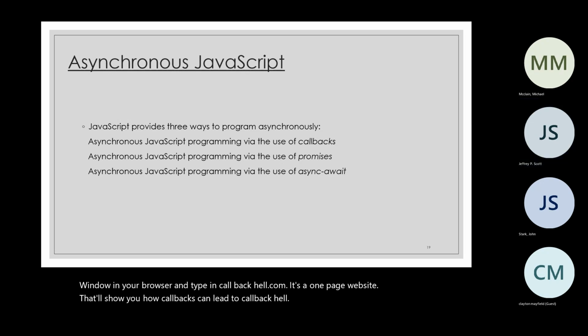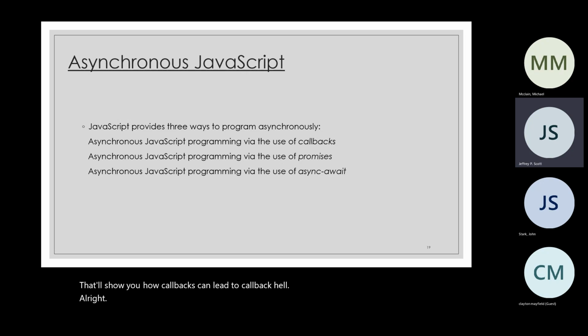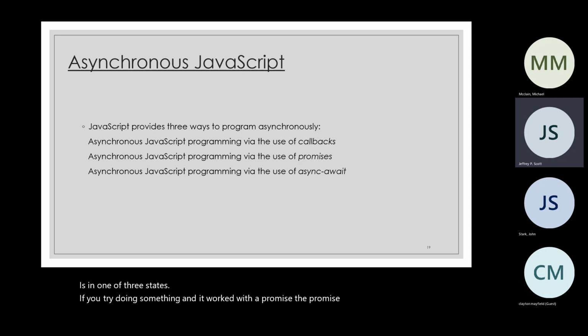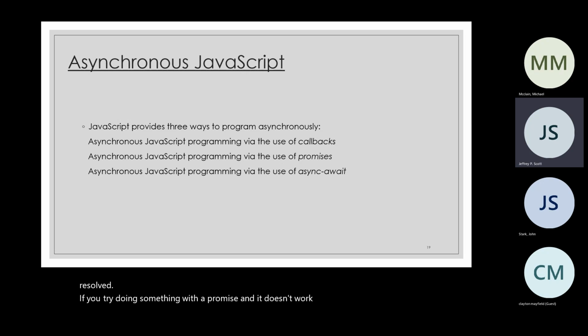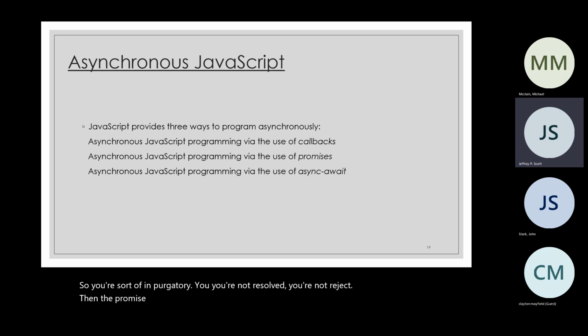From callbacks, we went to promises. And a promise is in one of 3 states. If you try doing something and it worked with a promise, the promise is known as being resolved. If you try doing something with a promise and it doesn't work, the promise is known as rejected. And when the code hasn't run yet, so you're sort of in purgatory, you're not resolved, you're not rejected, then the promise is in what's called pending mode.